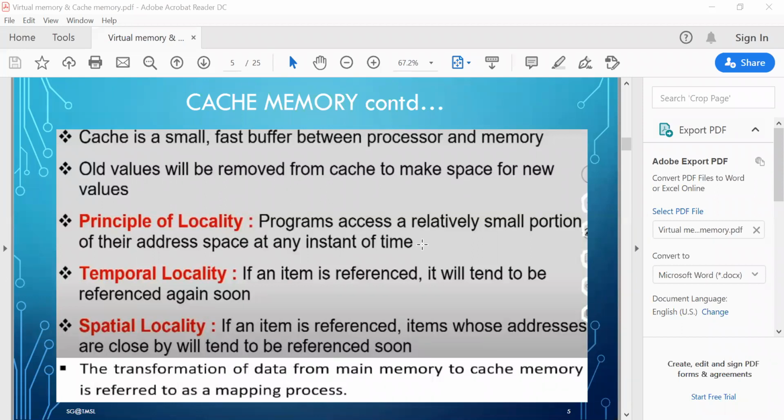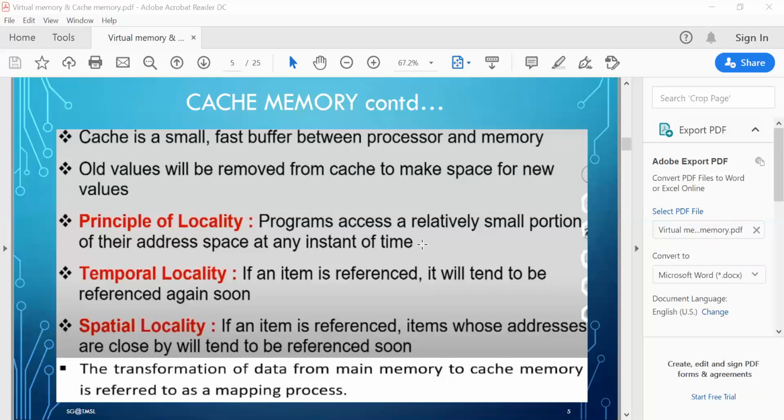So what is the difference between temporal locality and spatial locality? Temporal locality refers to instructions that are likely to be referenced again in the near future. But in spatial locality, it refers to the tendency for a program to access instructions whose addresses are near to one another. Not only the specified instruction but also the nearest instruction addresses must be considered.